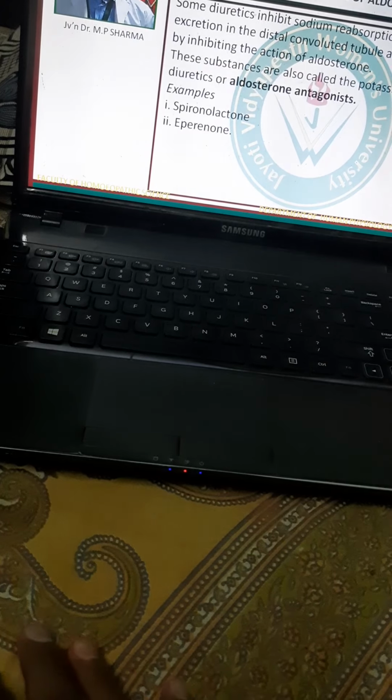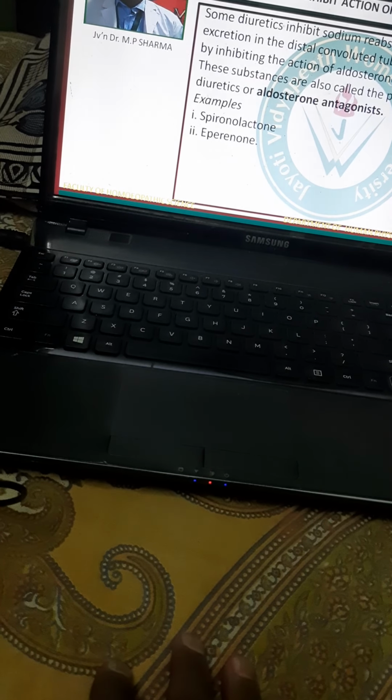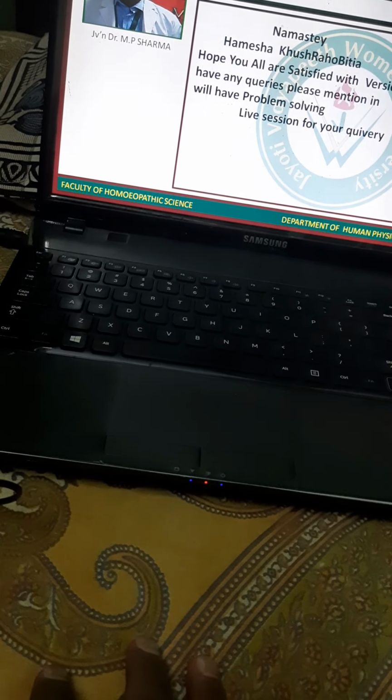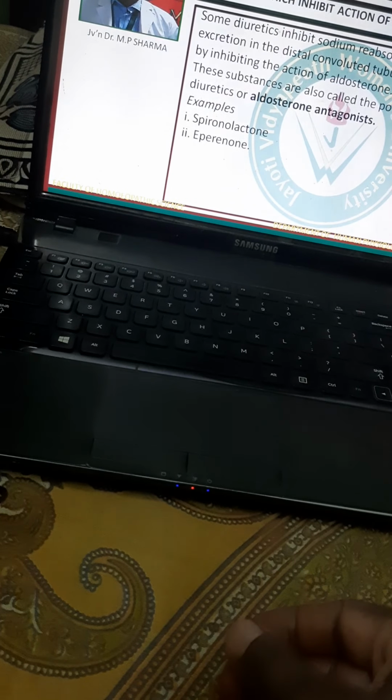Diuretics which inhibit the action of aldosterone. Some diuretics inhibit sodium reabsorption and potassium excretion in the distal convoluted tubules and collecting duct, and inhibit the action of aldosterone. These substances are also called potassium retaining diuretics or aldosterone antagonists. Example: spironolactone and eplerenone.